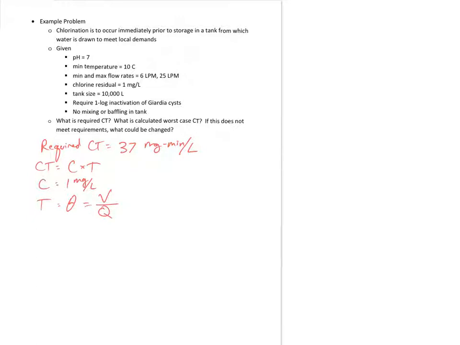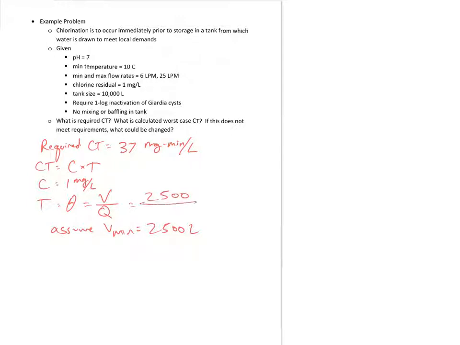But before we just plug in the tank size of 10,000 liters for the volume, we have to recognize that the tank may not be full at all times. So if the tank wasn't full, then the volume that would be relevant for the residence time would be something less than 10,000 liters. So we have to make an assumption about what the minimum volume ever in the tank is. For our purposes, we're going to assume that V min equals 2,500 liters, or about a quarter of the tank size.